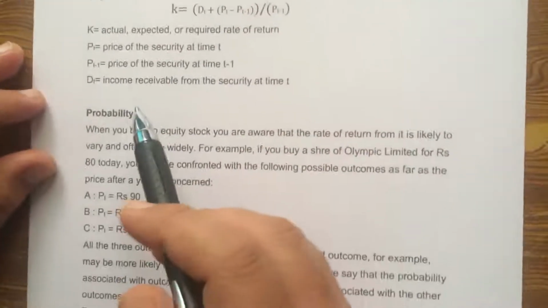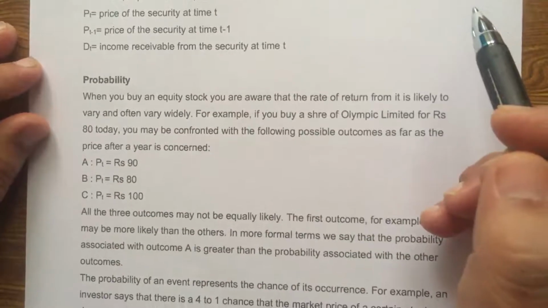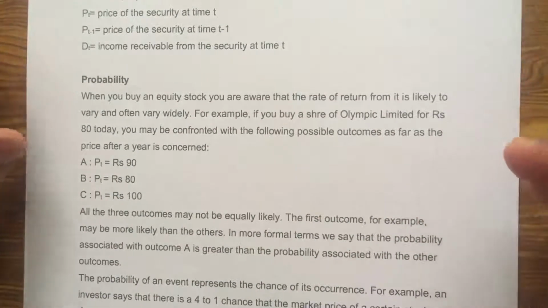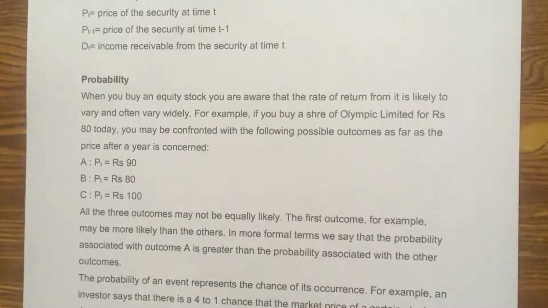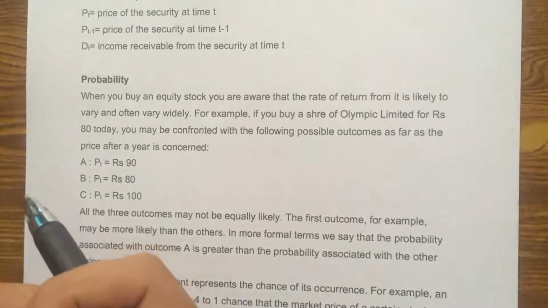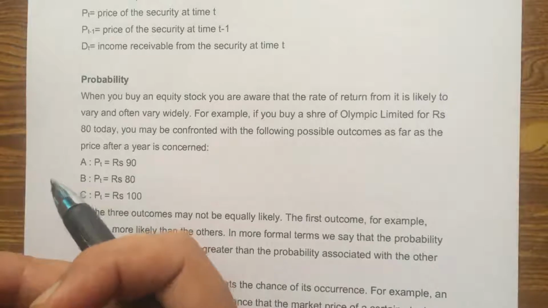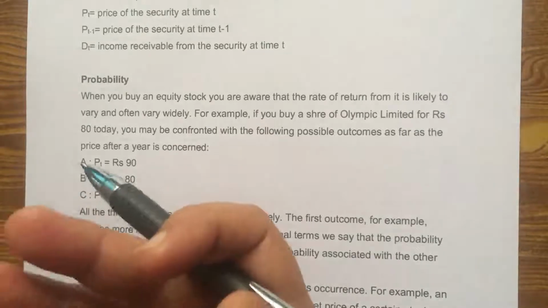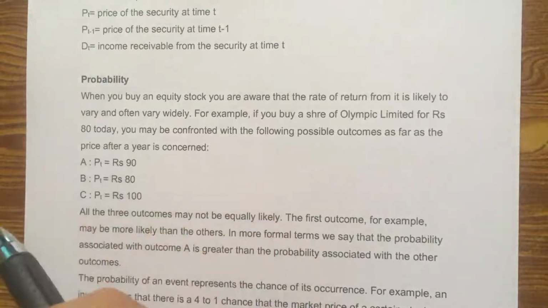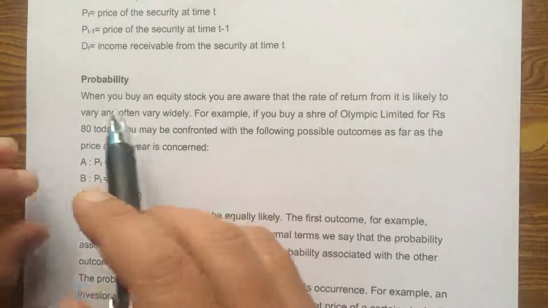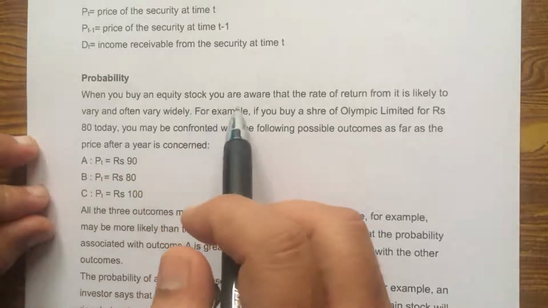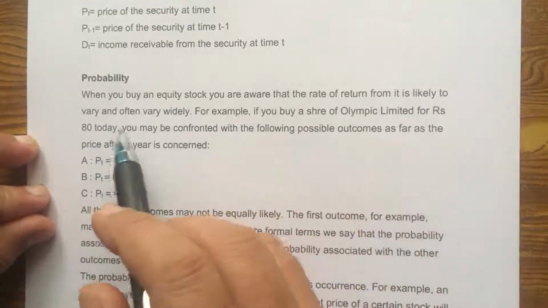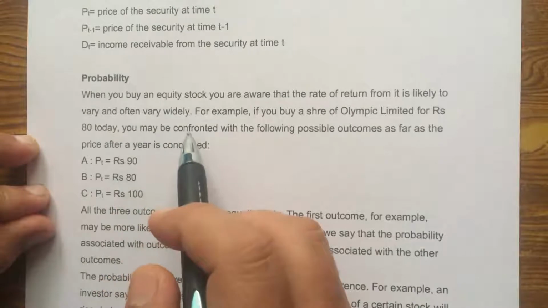Now, let's look at the concept of probability. The concept of probability is very important when you calculate risk and return. Because what is probability? The chance, right? Chance of occurrence, or the chance of something not happening, or the chance of something happening. Probability. Now, when you buy an equity stock, you are aware that the rate of return from it is likely to vary and often vary widely.